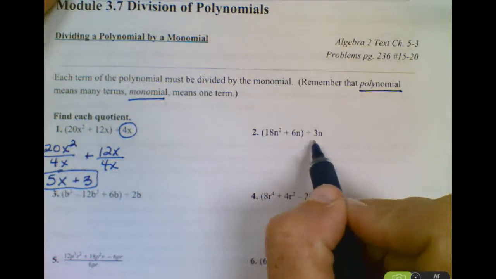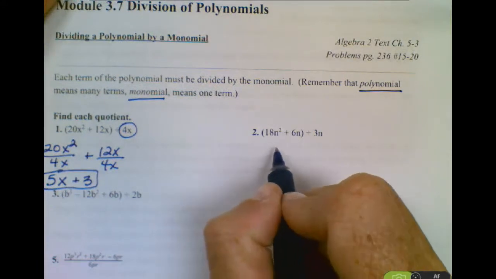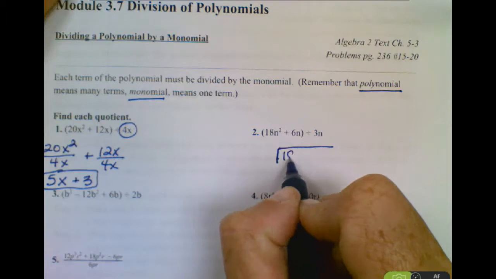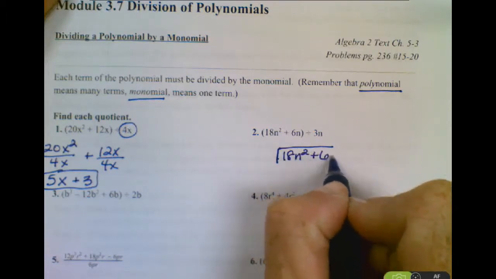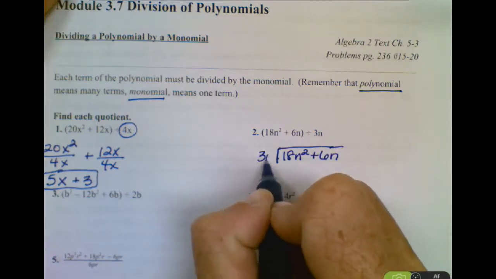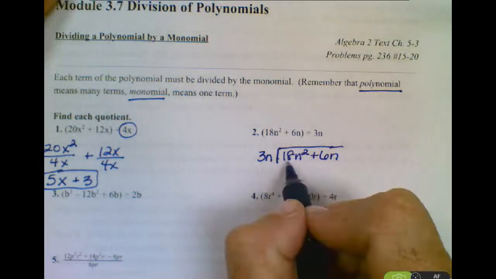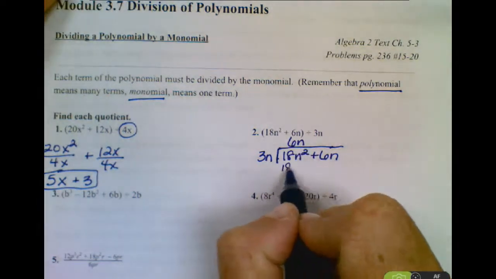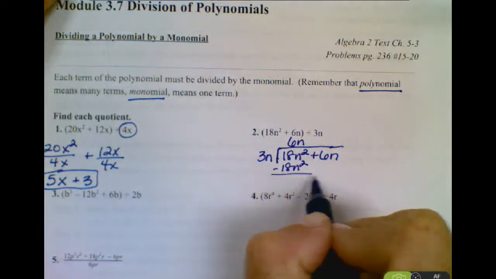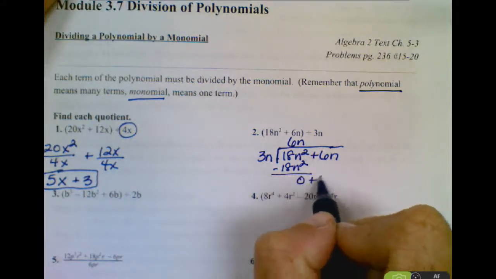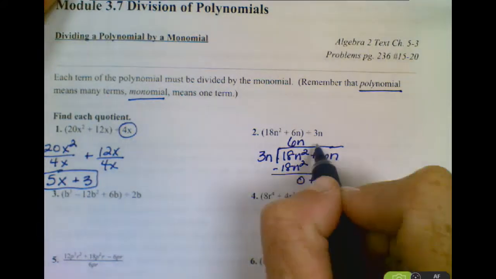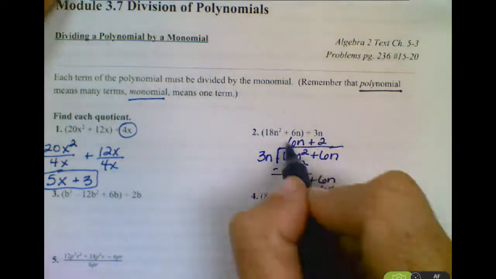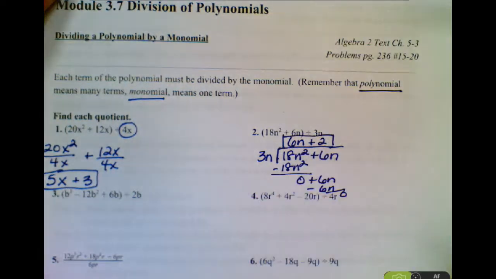Let's see, you're going to do the same thing here. Now, you don't have to do it this way. You could actually do these as a long division problem if you wanted to. 18n squared plus 6n. I'm giving you different options to do this. Okay, so 3 goes into 18 6 times, n goes into n squared once. 18n squared, subtract that. 0, bring down the 6n. 3n goes into 6n twice. 6n, subtract, and you have no remainder. So your answer is 6n plus 2.